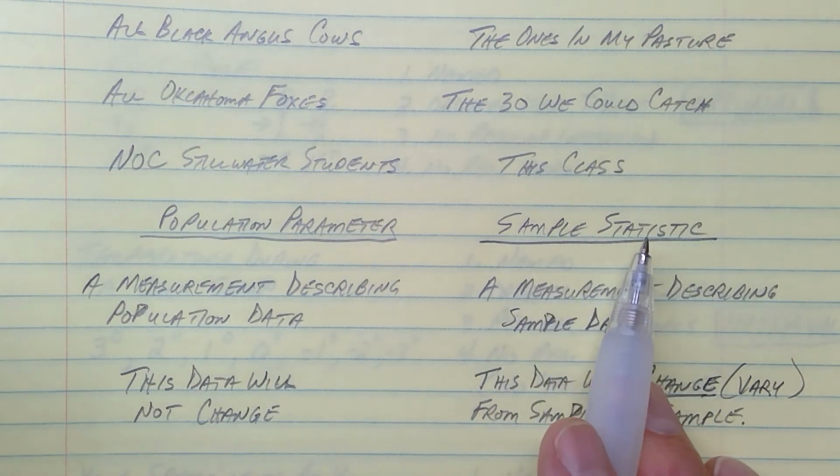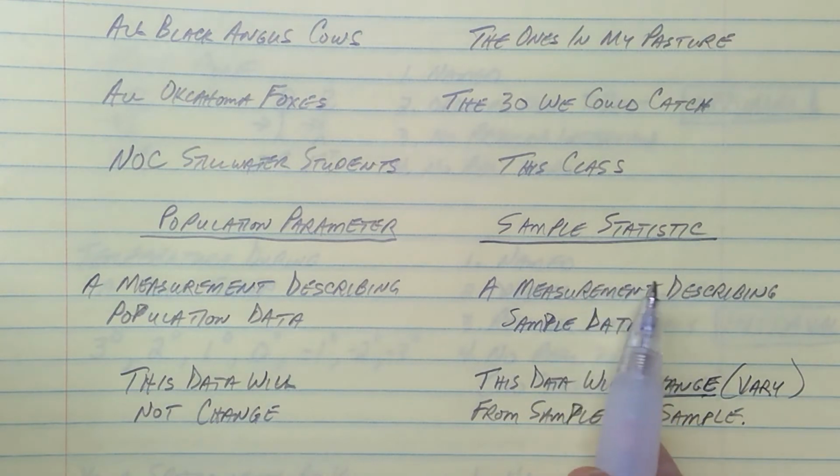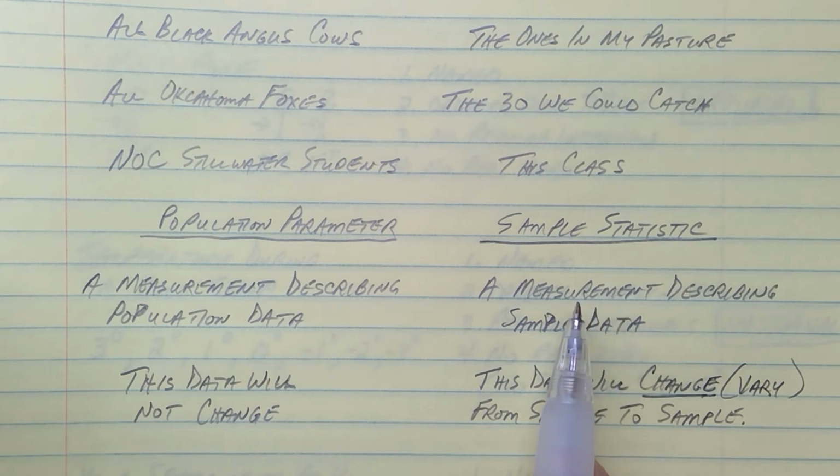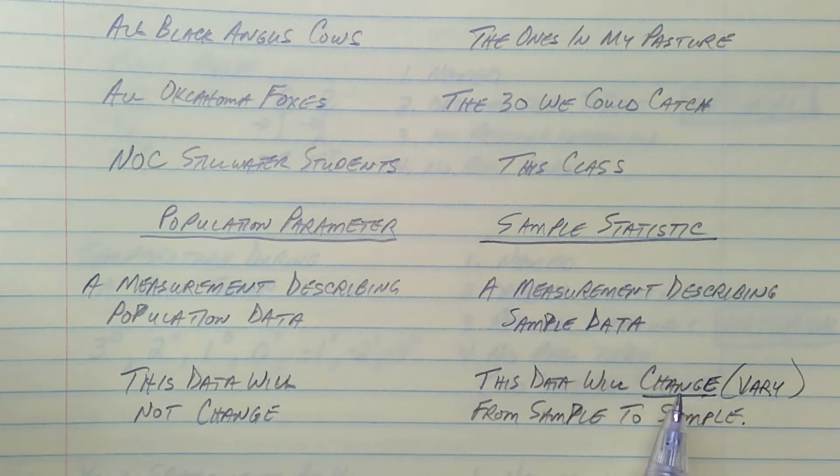But when you're grabbing samples just out of what's convenient, a measurement describing sample data, so maybe I go measure a herd in Stillwater, and I'll come up with maybe 1,050 pounds as the average. And maybe I'll go measure a herd in Perry, all right? And maybe they're pretty well fed and their average is 1,150 pounds. Well, that data is going to change, all right? Your samples are going to be different from group to group to group. It just depends on which group of cows or foxes or people you're able to grab.